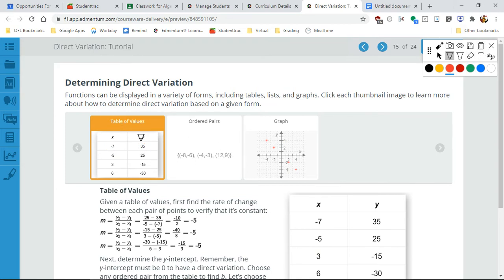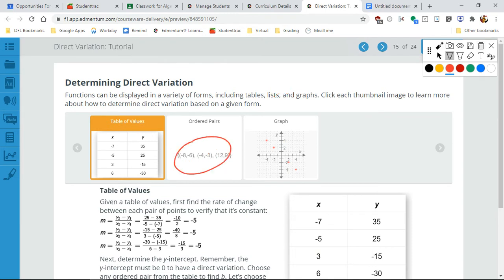Direct variation is so much easier because you don't have to worry about a random b. So if it is direct variation, just divide. Same thing with these. I don't know why they're making this so complicated. If you do negative 6 divided by negative 8, you end up getting 3 over 4. Well, guess what? If you do negative 3 divided by negative 4, you end up getting 3 over 4 also. If you do 9 divided by 12, you can reduce that to 3 over 4. So direct variation, if you take the y divided by the x, it should be the same every single time.